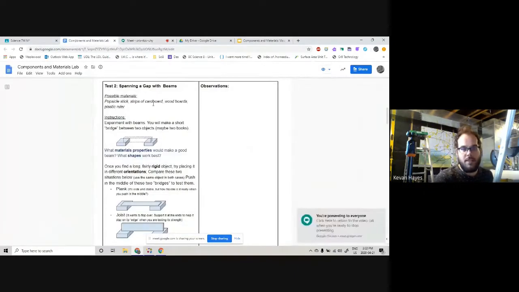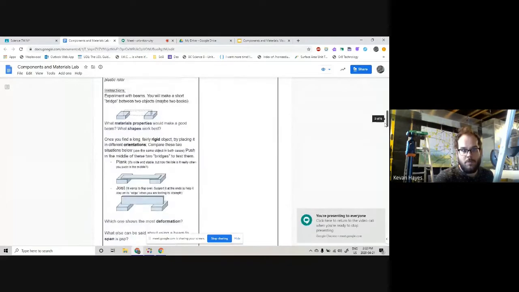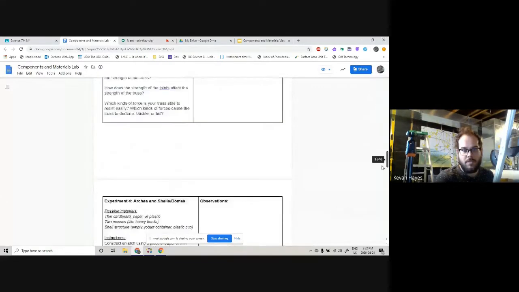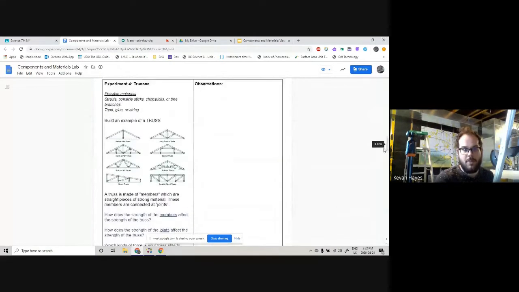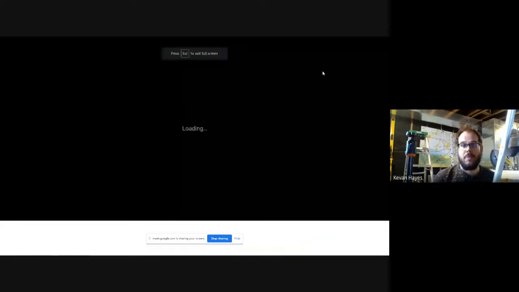The second thing that you're going to look at here, third thing that you're going to look at. Oh, I just realized that I got this wrong. This should say experiment 3, not experiment 4. But experiment 3, which is about trusses. Well, a truss is basically just a bunch of triangles that have been attached together. So there's a whole bunch of different kinds of trusses.